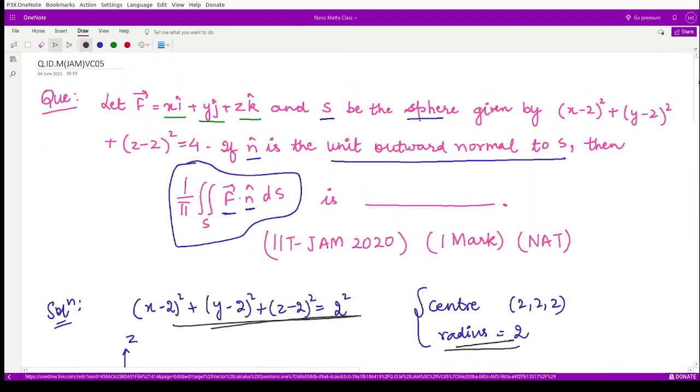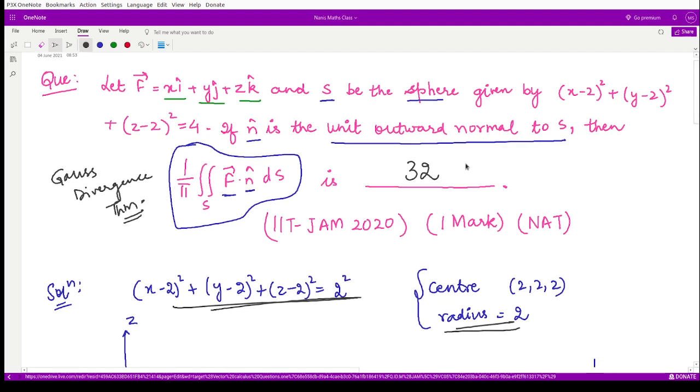So two things are required in order to answer this question. First of all, you should know what is the Gauss divergence theorem. Another thing, you should also remember what is the volume of the given sphere. So accordingly, our answer here is 32.